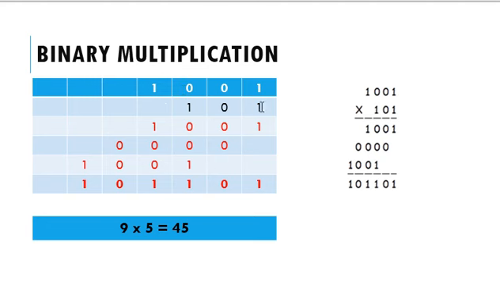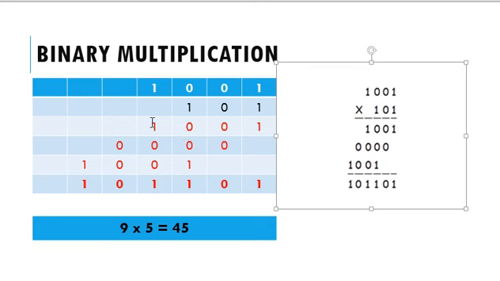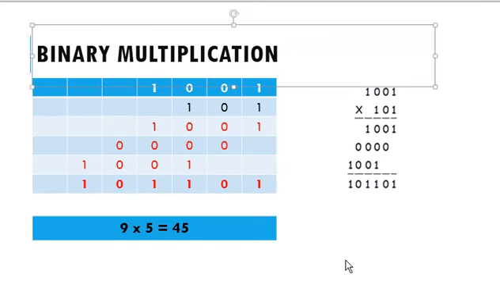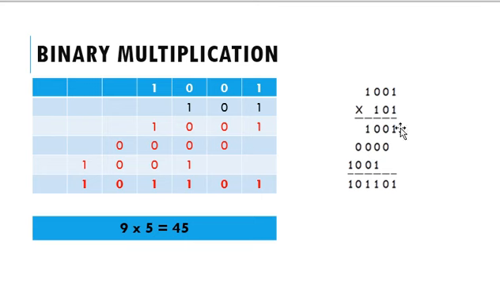1001 times 101. How do we solve that? We solve it just like how we solve decimal numbers. Of course, we start from the right. By the way, those highlighted in red are the answers, and this set of numbers highlighted in bold red is the final answer. So let's start. It's actually shown here, but I just made a table for you to easily understand it.